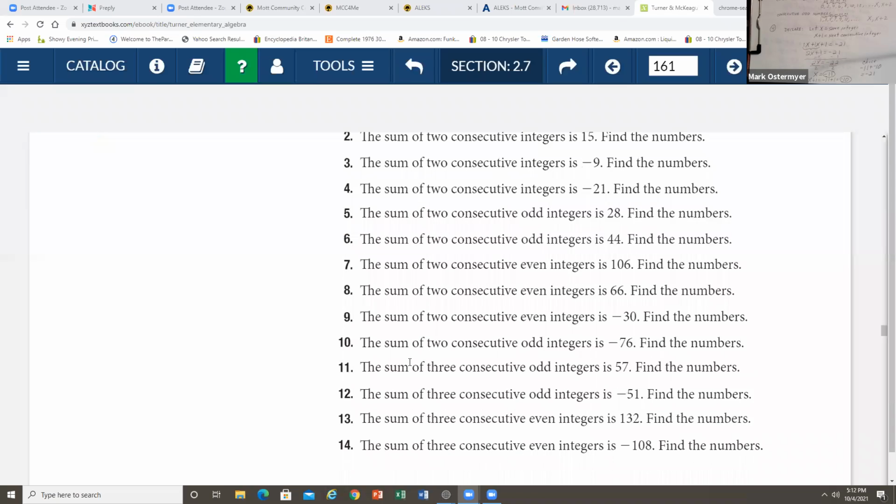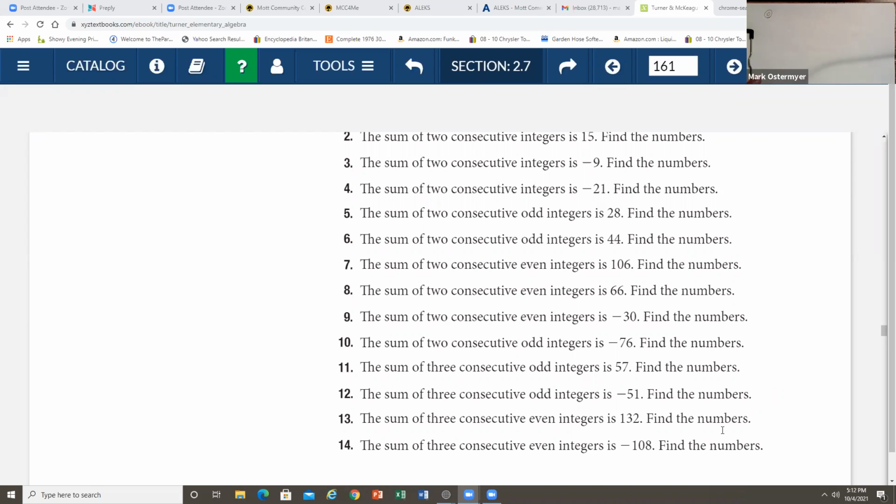All right, number 10 here. It says the sum of two consecutive odd integers is negative 76. Find the numbers. When we get done, we're going to have two answers, which are going to be two consecutive odd integers. They want us to find those consecutive odd integers. Problem number 10. How would we begin this problem?